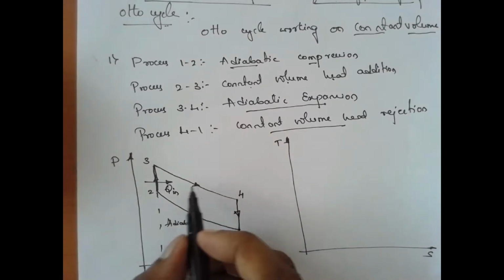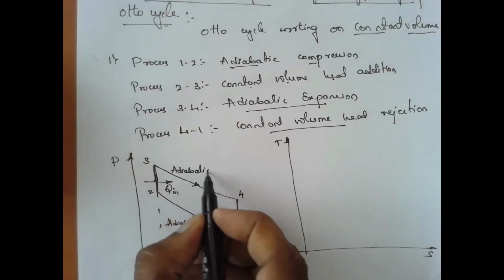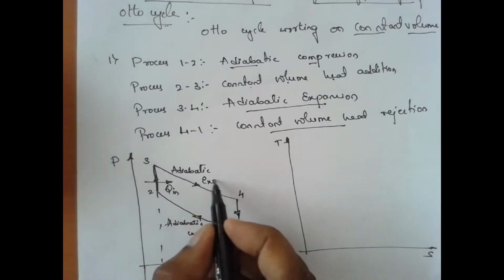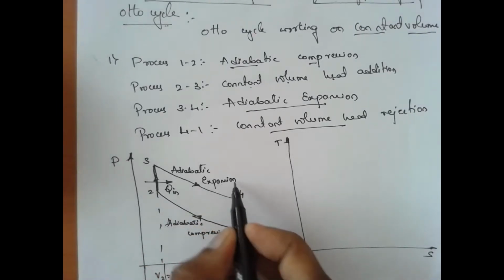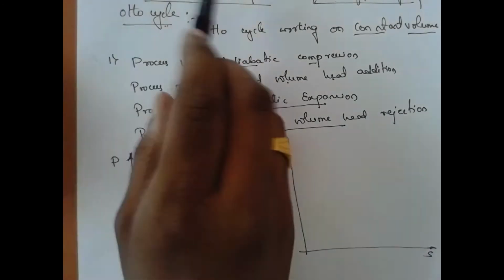And 3 to 4 is adiabatic expansion, and 4 to 1 is heat rejection, so I'll take Q out. So Q in and Q out are the heat added and heat rejected. This is the PV diagram of the Otto cycle.